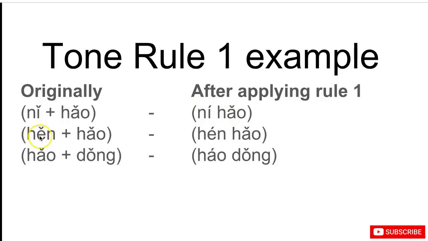This one becomes hen hao, hen hao. Note that I'm not saying hen hao, even though it's written e. There is a way you pronounce e in pinyin. You don't call it e, it's o. So this is hen hao, hen hao.